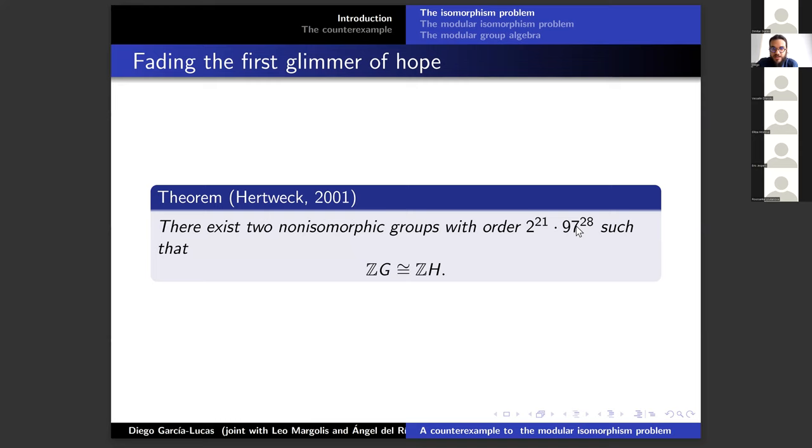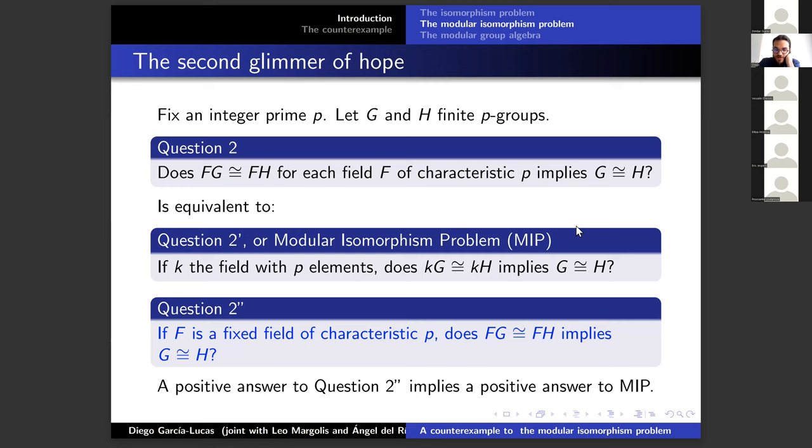Well, before giving the list of results about the modular isomorphism problem, I'd like to consider a small modification of the statement of the problem, that is, substituting the field with p elements with an arbitrary field of characteristic p. Of course, a positive answer to this new question two prime yields a positive answer to question two, and hence the modular isomorphism problem. But the converse is not true, or at least it is not known to be true. For this reason, it makes sense to distinguish the results about the modular isomorphism problem that also give a positive answer to this question two prime, and the ones that only give an answer to the original question.